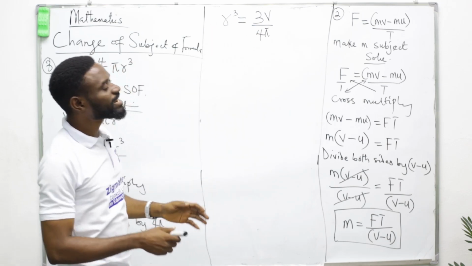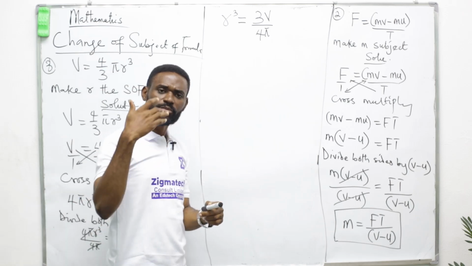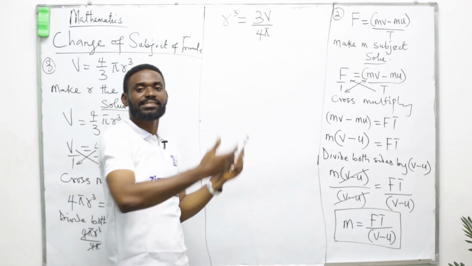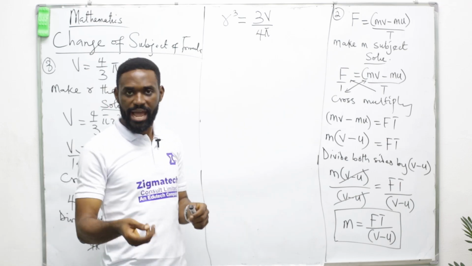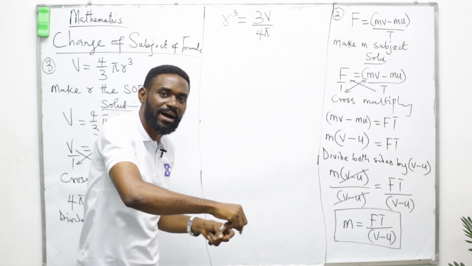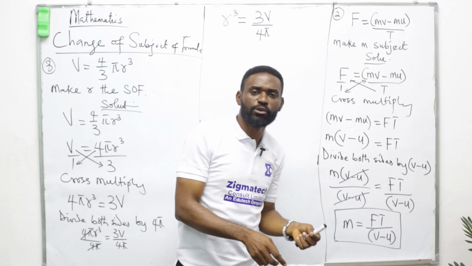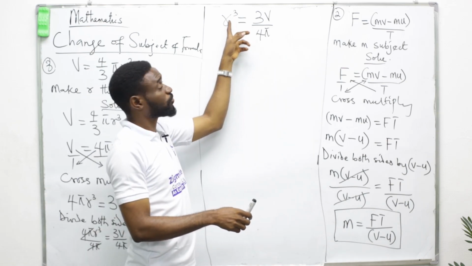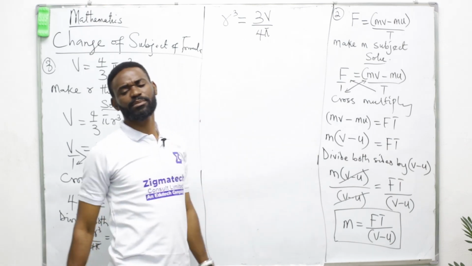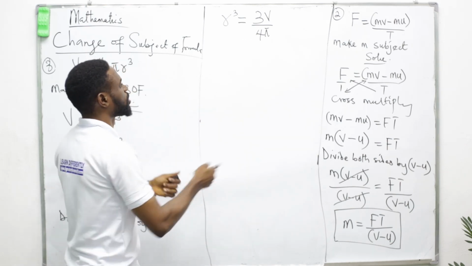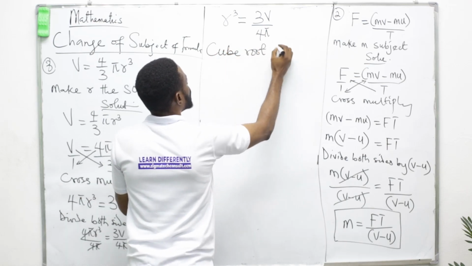So now, remember, I think it was in this class that we had square root. For you to remove a square from a number, square root that number, and that square will go out. The same thing for cube root. For you to remove a cube from an unknown or a number or whatsoever, cube root that particular expression. So we are going to say what? Cube root both sides.